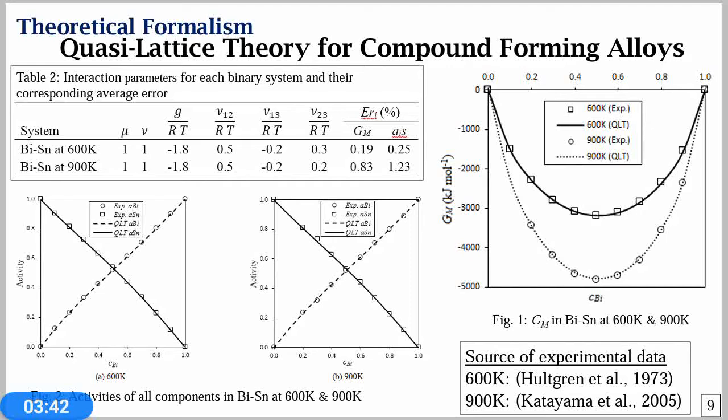Figure 1 shows plots of experimental and predicted GM against molar fraction of bismuth at 600 Kelvin and 900 Kelvin, while figure 2 shows plots of experimental and theoretical thermodynamic activities of bismuth and tin at 600 Kelvin and 900 Kelvin. The agreement between predicted and experimental data for GM and thermodynamic activities is very satisfactory at both temperatures.